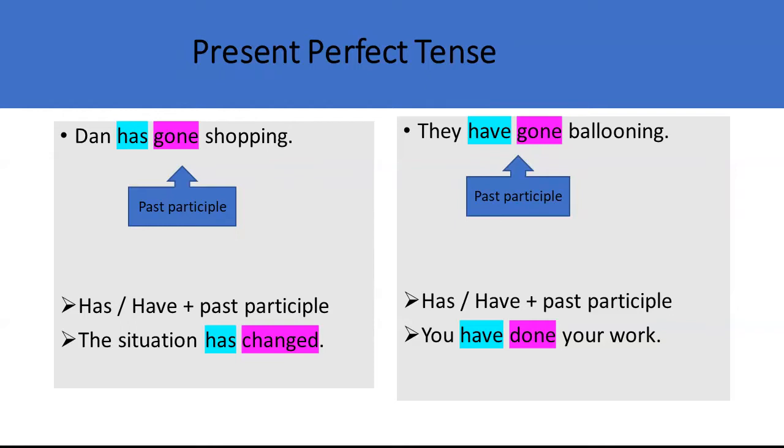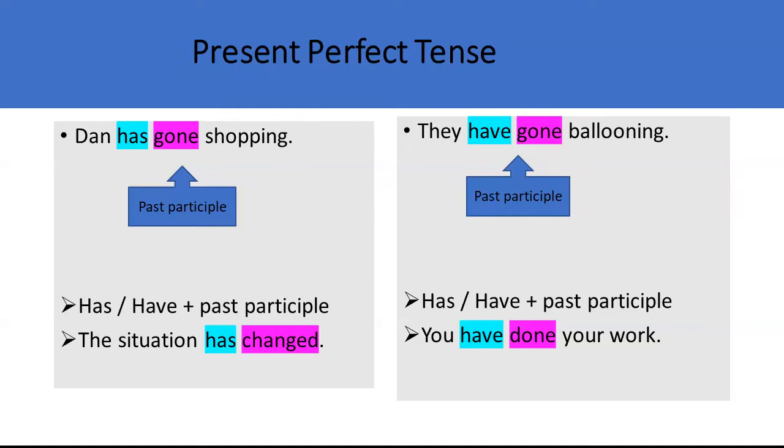Dan has gone shopping. In this sentence you can see has is highlighted with blue, that is auxiliary verb, and the sentence that bears the auxiliary verb has should always be of present perfect tense, and it also follows a verb that is past participle, gone, third form of verb go.